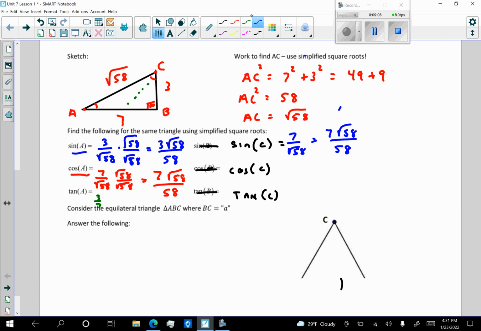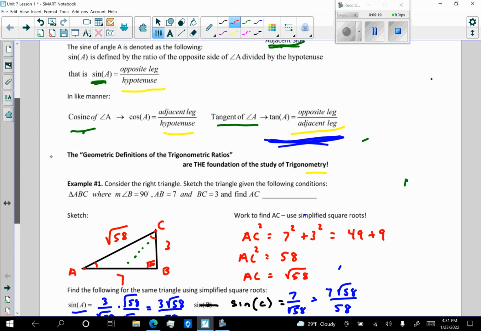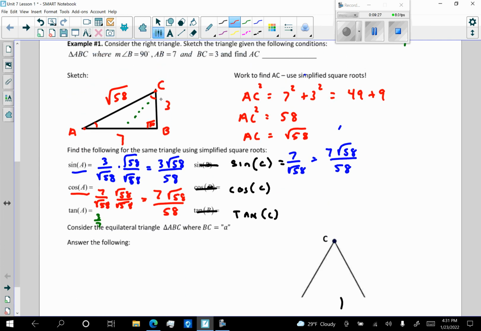Let's carry on and find the cosine of C. And the cosine of C is defined to be, let's see here, the adjacent leg. I'm going to jump up here and look at my definition. So the cosine of any angle is going to be the adjacent over hypotenuse. Well, the adjacent leg to C is going to be 3. So this one here is going to be 3 over the hypotenuse, which is square root of 58. And I already know what that is simplified. That's going to be 3 square root of 58 over 58.